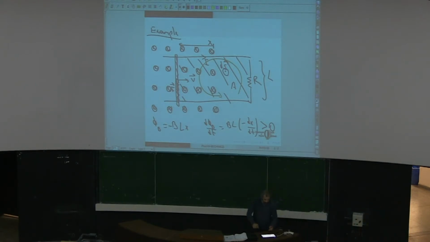And finally, the EMF. This is minus d phi B by dt, and this is less than 0. It tells me that the current will not run in this direction, it will run in the opposite direction. Since this is less than 0, the current will be running in the opposite direction to my chosen loop direction. Any questions on this one?